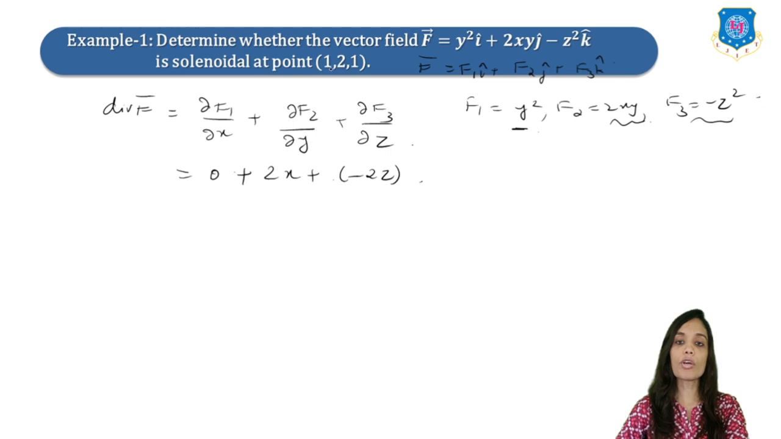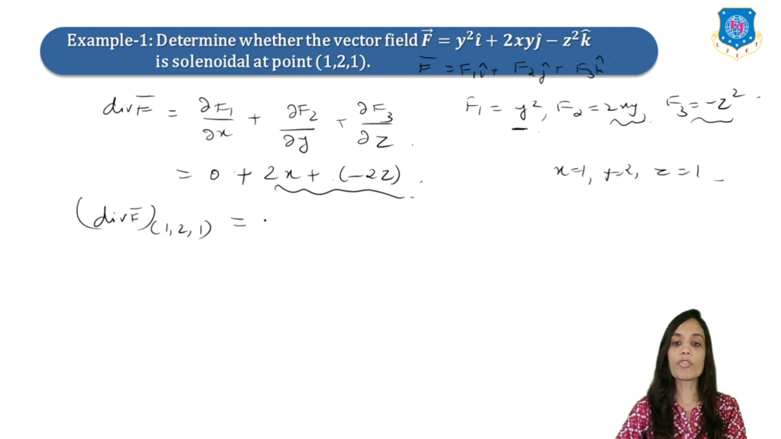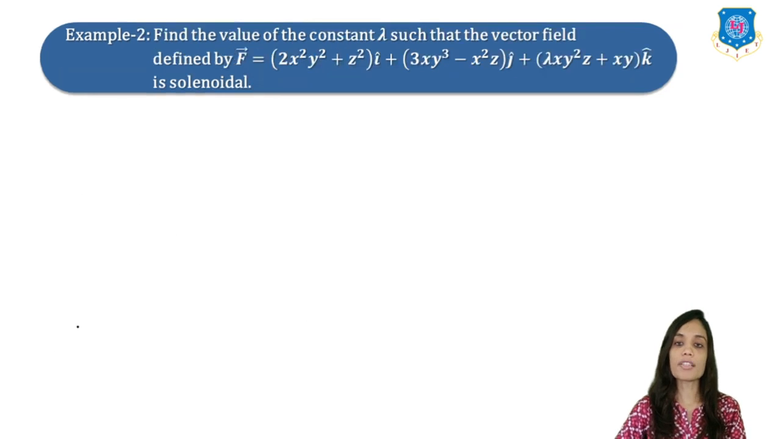Right, now we have to put in the point (1, 2, 1). So divergence of f bar at point (1, 2, 1): your value of x is 1, y is 2, z is also 1. Now put these values in. So the answer will be 2 minus 2, that is 0. So divergence of f bar is equal to 0 at point P. Therefore, we can say that vector field f bar is solenoidal. Okay.